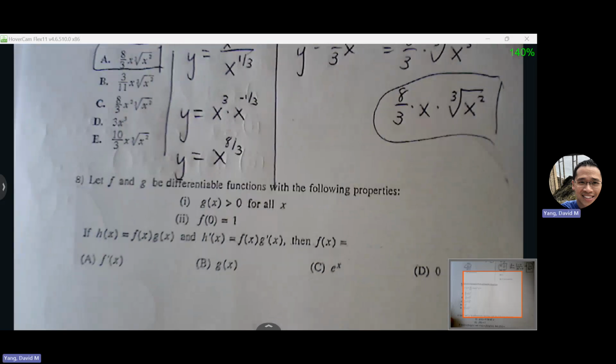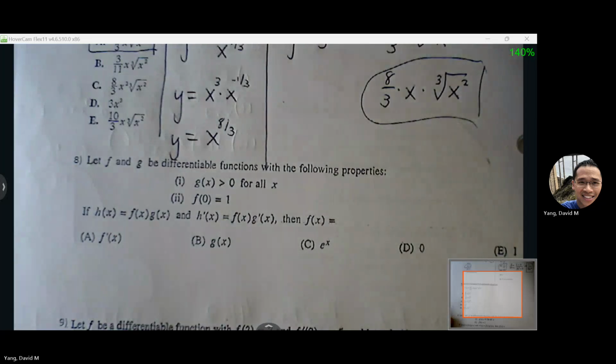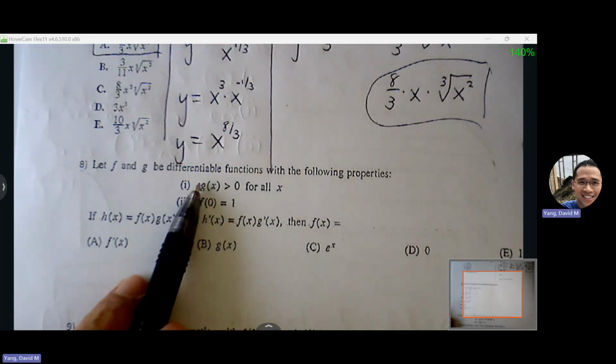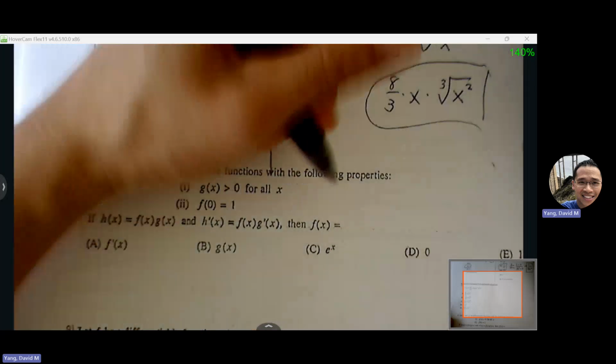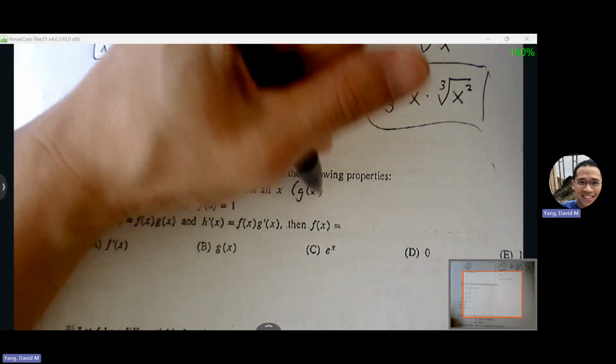Okay, page number 8. Let f and g be differentiable functions with the following properties. G of x is greater than 0 for all x, so we know that g of x is always positive.